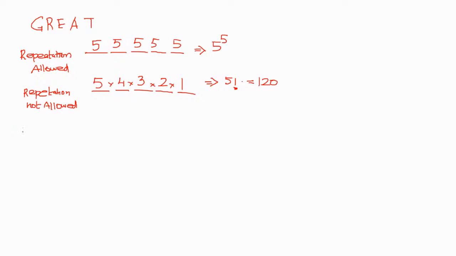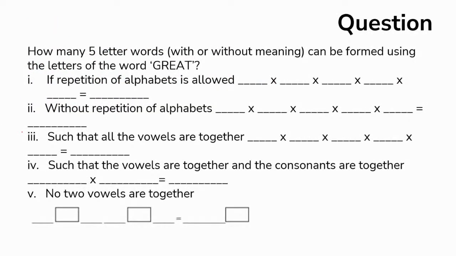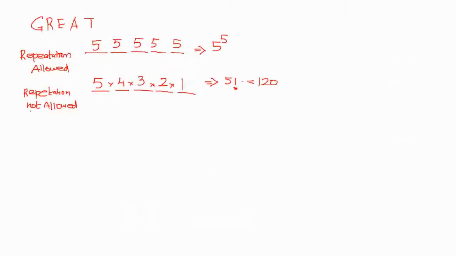And the third question, such that all the vowels are together. So in this given word, what are the vowels to be together? The vowels in the given word are A and E. The remaining letters are consonants. So the consonants are G, R, and T.